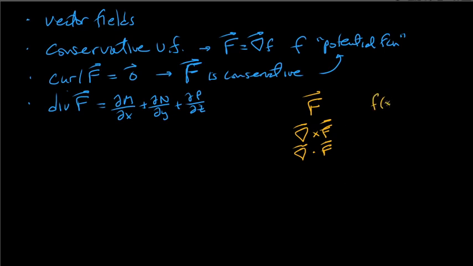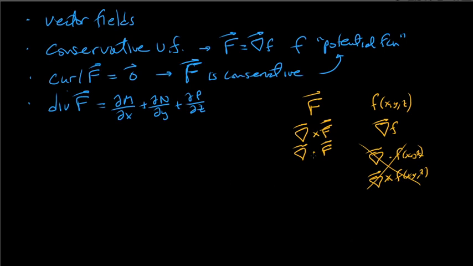So if you have, let's say, a scalar function, what can you do with that? Well, you can take the gradient of it, but that's it. You cannot take the divergence of a scalar function. That doesn't make any sense. You cannot take the curl of a scalar function. That also does not make any sense. Whether you have x, y, or x, y, and z doesn't matter. So that does not work.